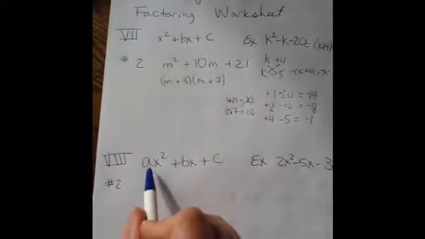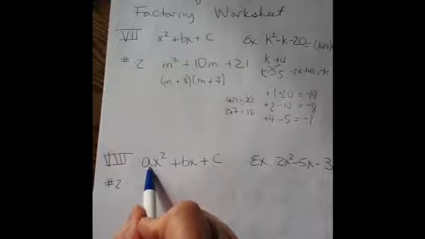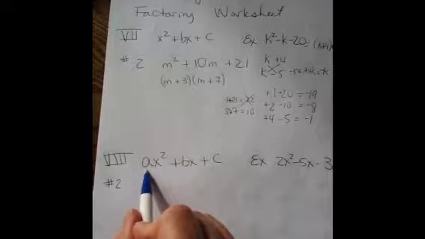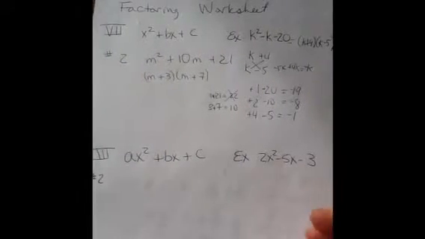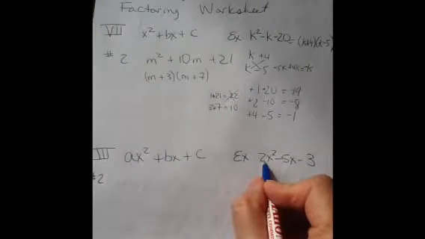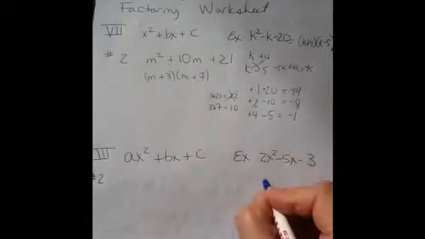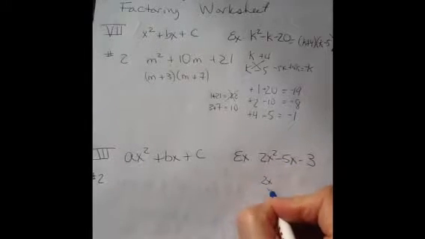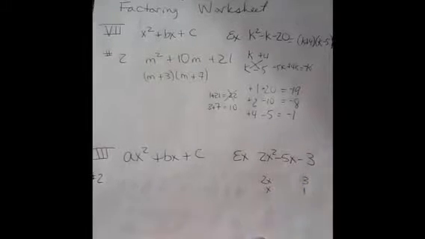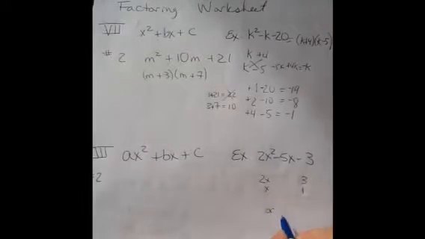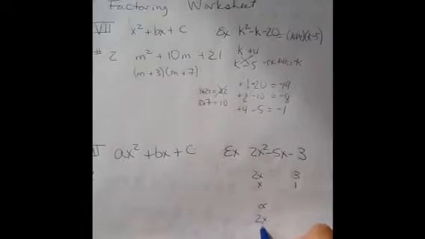Now this one is a little more complicated because it has another coefficient, it's not necessarily 1. So what I've got to do is look at the factors of 2 and the factors of 3. So 2 is 2x times x, and the factors of 3 are 3 and 1. Now I could have also written it like 2x and x and 1 and 3.